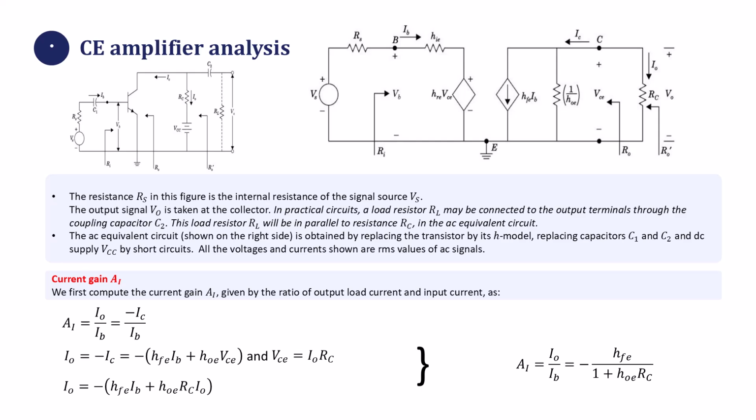Let us find the current gain AI first. By definition, AI equals IO over IB. Since IO equals minus IC, we can write IO as minus HFE times IB minus HOE times VCE, and because VCE equals IO times RC, substituting that back in and solving for IO over IB gives a clean result. AI equals minus HFE divided by the quantity 1 plus HOE times RC. Notice the negative sign is already appearing here. That is our first hint of the amplifier's phase inversion.